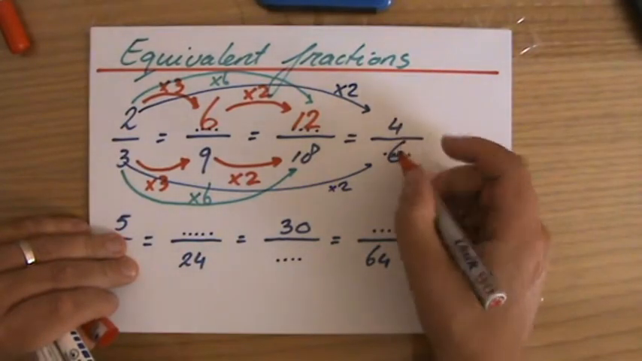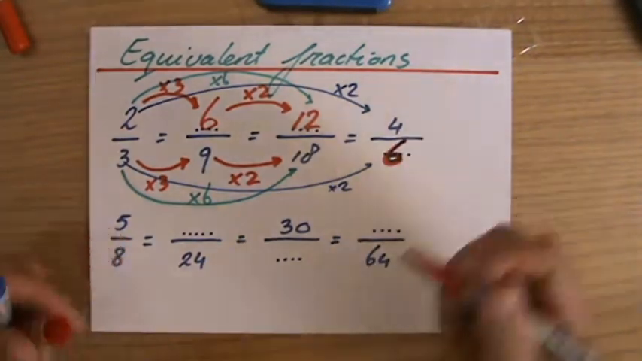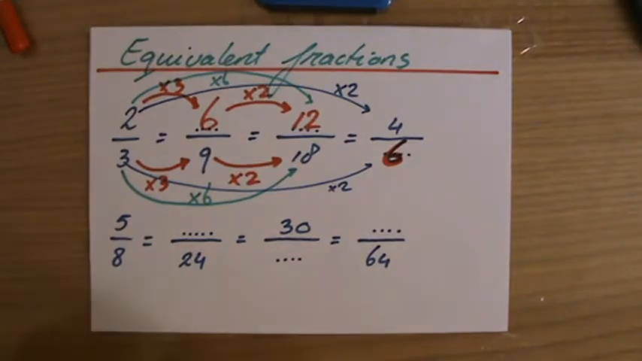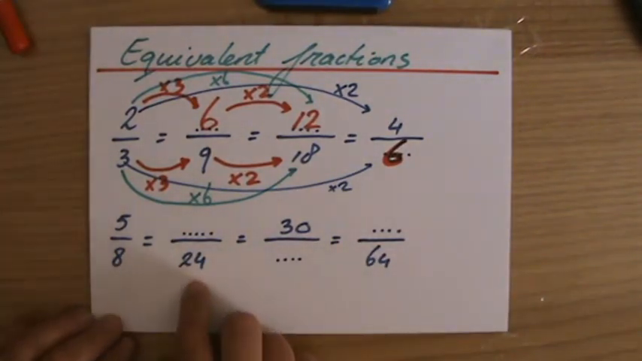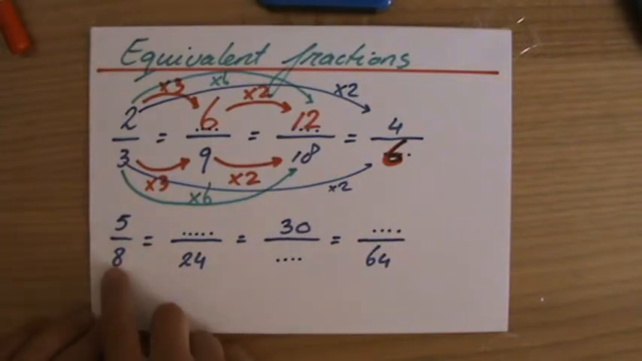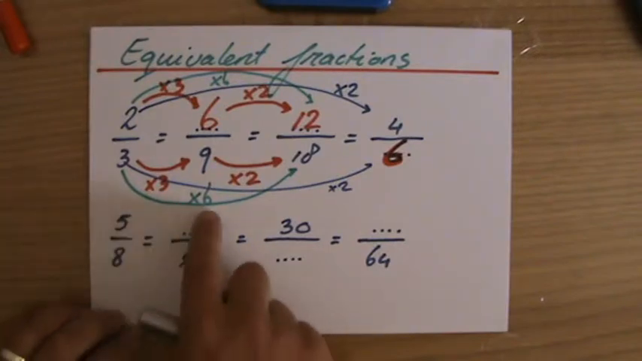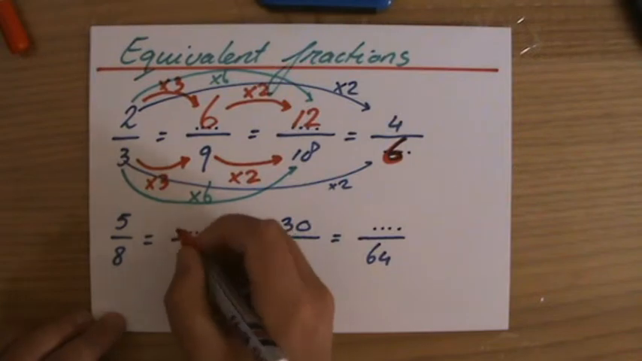Let me do that in red. 4 over 6. Yeah, good. I'm not going to draw all my arrows here because I don't have any space left, but let's have a look. 5 over 8 is the same as what over 24, so the denominator is 24. Well, 8 times 3 is 24, so 5 times 3, 15.